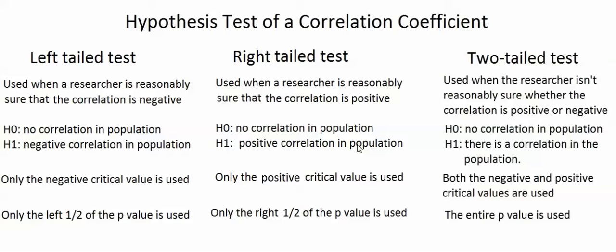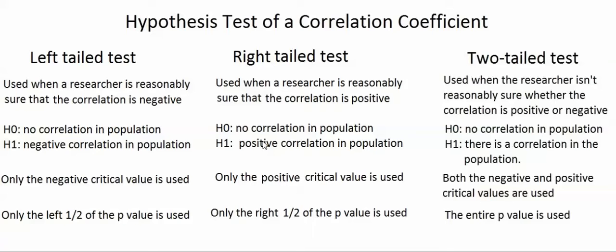So just like in the left-tailed test, the alternative hypothesis in the right-tailed test is more specific, because in a two-tailed test, all the alternative says is that there is some type of correlation in the population. But in a right-tailed test, it's more specific and says that there's a positive correlation in the population. So these are the two competing possibilities that the researcher is considering. The researcher is trying to decide between these two possibilities.